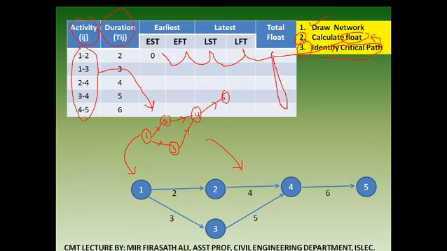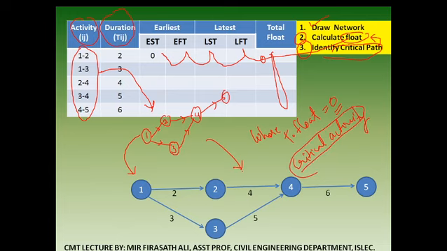Once we get these float values, the activities whose float value is 0, that is, we are calculating total float, whose total float is equal to 0, that is nothing but a critical activity. That activity is a critical activity. So the path joining the critical activities automatically becomes the critical path.